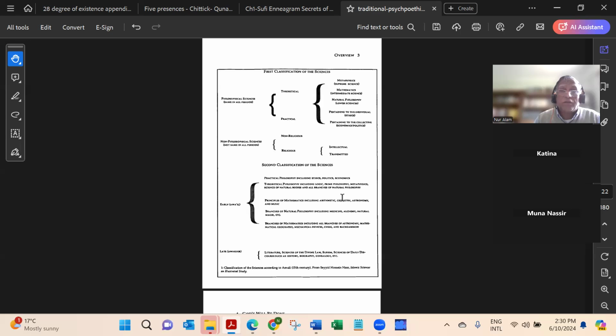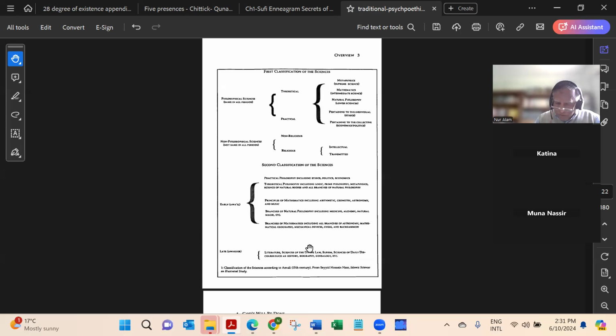And the second classification of science says that the early class includes practical philosophy, including ethics, politics, economics, theoretical philosophy, including logic, prime philosophy, metaphysics, science, and then principles of mathematics, including arithmetic, geometry, astronomy, and music, and branches of natural philosophy, including medicine, alchemy, natural magics, etc. And then branches of mathematics, including all branches of astronomy, mathematical geography, mechanical devices, etc. And the later includes literature, science, divine law, Sufism, sciences of daily discourse.